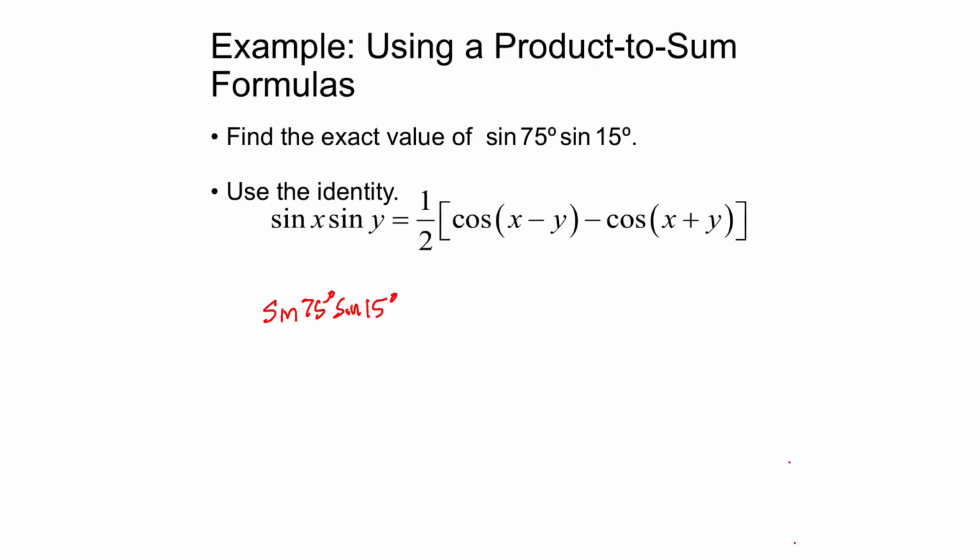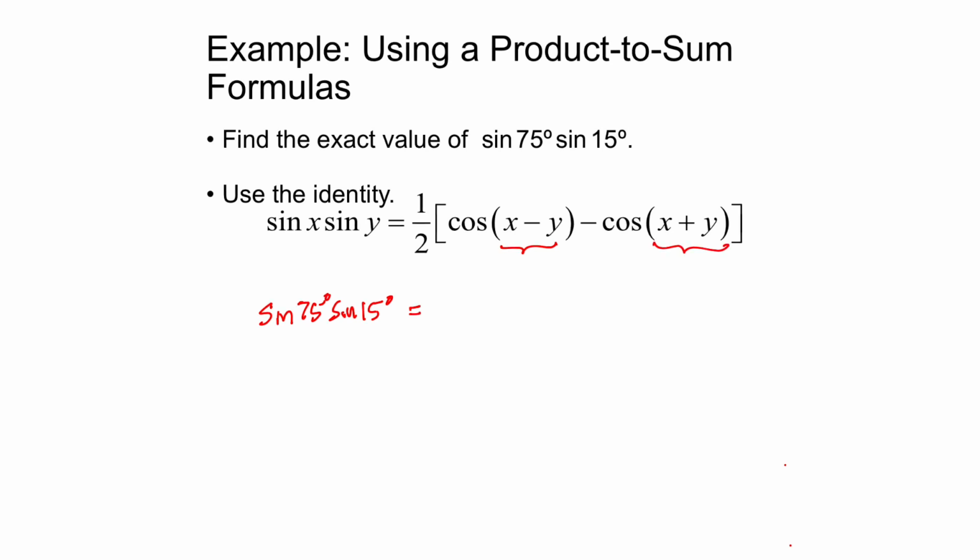So we start off with finding the exact value for sine of 75 times sine of 15. We can't get an exact value using the values that we have there, but when we rewrite this, taking it from a product to a difference in this case, we're going to be able to subtract and add those two values together. So that's one thing, is we're taking the angles and we're turning them into new angles.